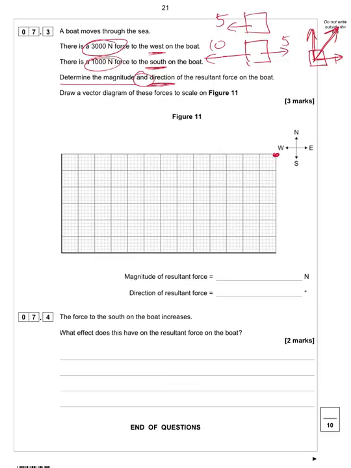Okay, and I can use 1,000, 2,000, 3,000 newtons for my force west on my boat, which is this blob here, so 3,000 newtons, and using the same scale, 1,000 newtons south. And so my resultant force is an arrow from the point all the way over here.